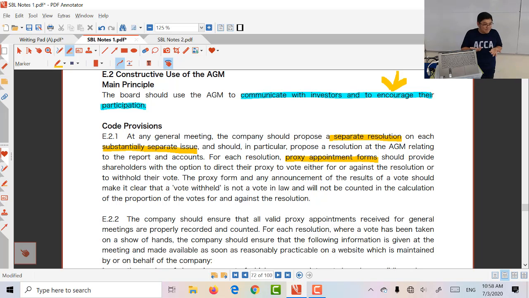That means I don't want to come and I'm not sending anybody, but I want to cast the vote. Then usually what they'll do? The proxy goes to the chairman. That means you sign the form and the chairman will vote on your behalf according to what you sign.